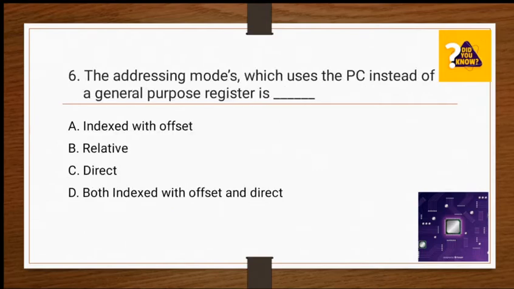The next question: the addressing mode which uses the PC instead of a general purpose register is dash. The options are indexed with offset, relative, direct, both indexed with offset and direct. The answer is relative.